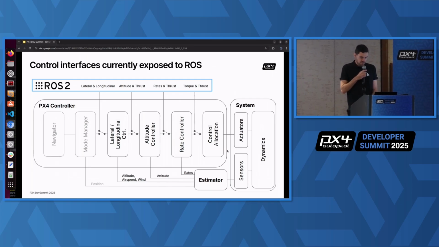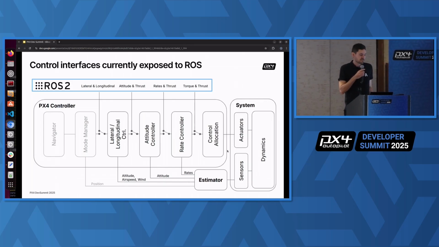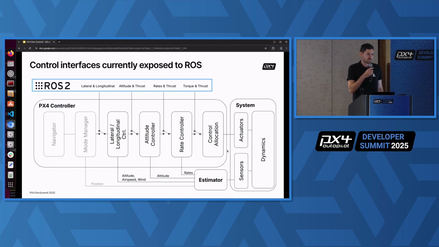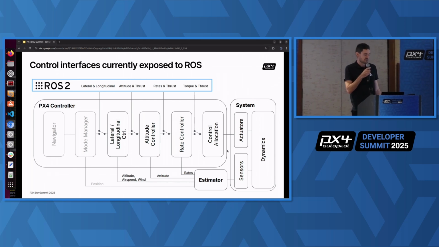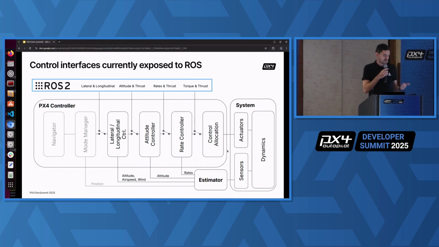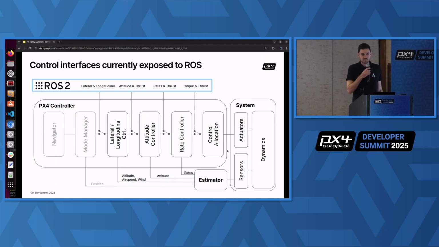And it's important to realize that I always added more and more blocks to the left side, and everything to the right of the new blocks still has to be configured and tuned properly to function. So if you feed in a torque set point, you only care about the control allocation. If you feed in a lateral longitudinal set point, then you care about lateral longitudinal control, attitude control, rate control, and allocation. So you have to configure much more things.